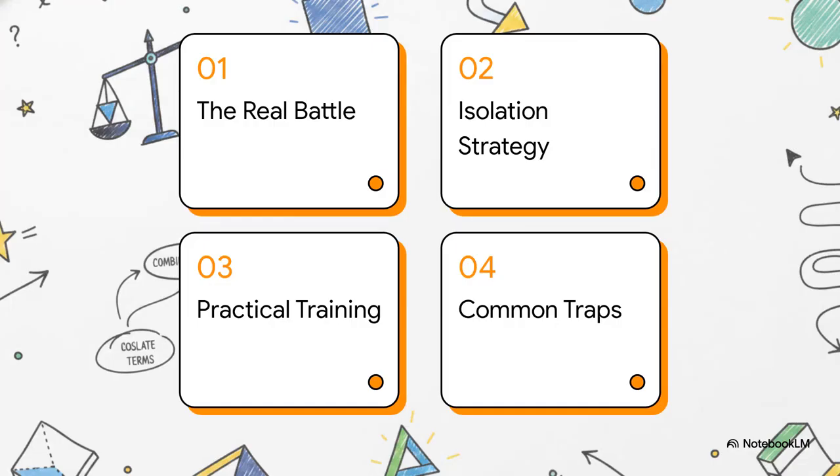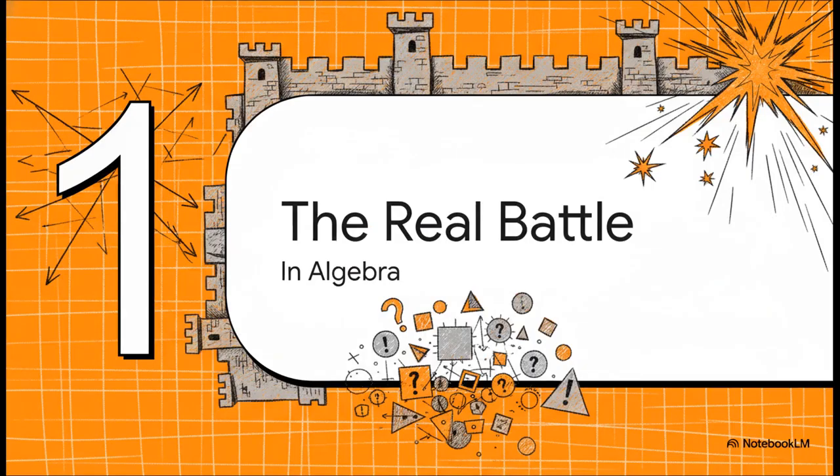Here is our mission briefing for this explainer. We've got 4 phases. First, the real battle in algebra. Second, our isolation and simplification strategy. Third, practical training on equations. And fourth, common traps to be aware of. All right, phase 1, the real battle in algebra.